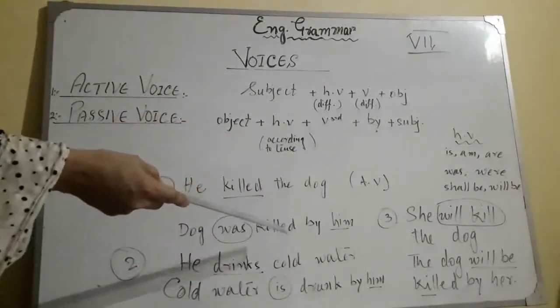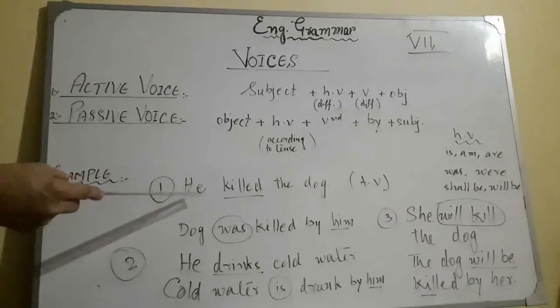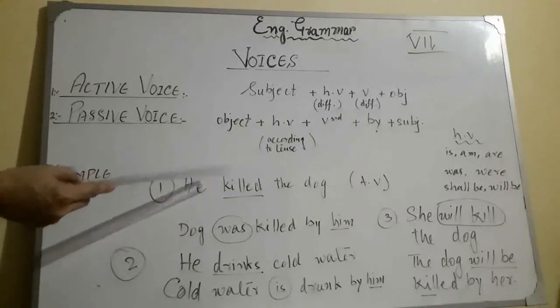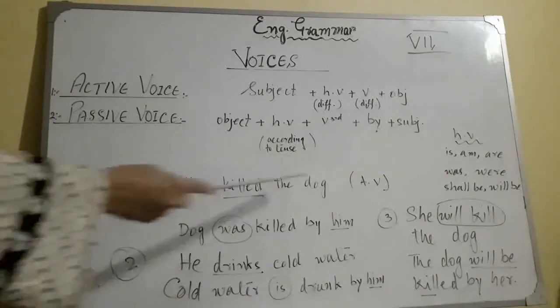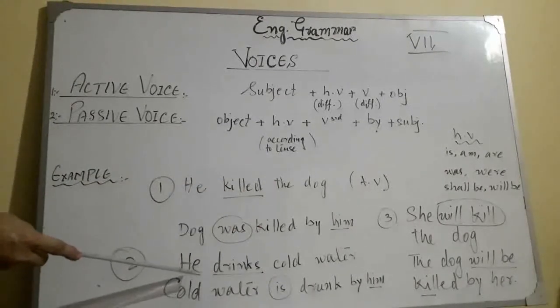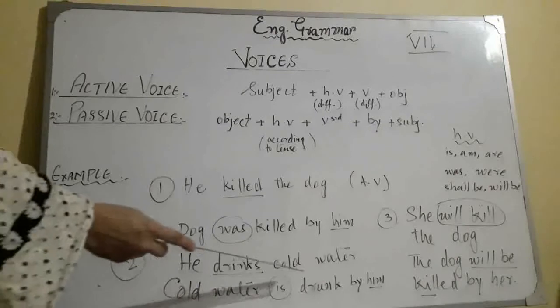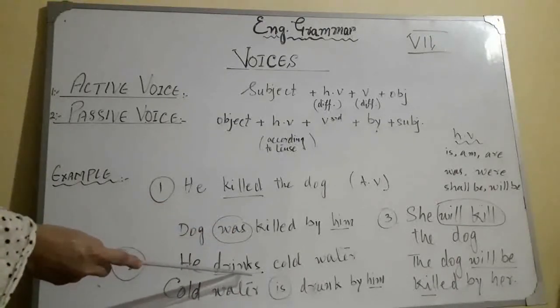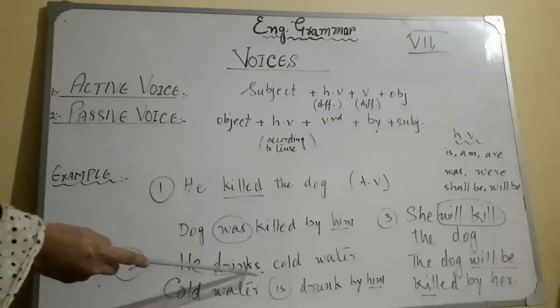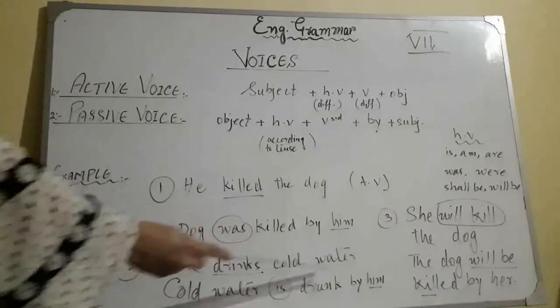After this I'll tell you how to change the pronouns when we change the active voice into passive. I'll give you the table. Here he will convert it into him. Let's see the sentence: He drinks cold water. He is the subject, drinks is the first form of the verb, it means it is present indefinite. Then cold water is our object.